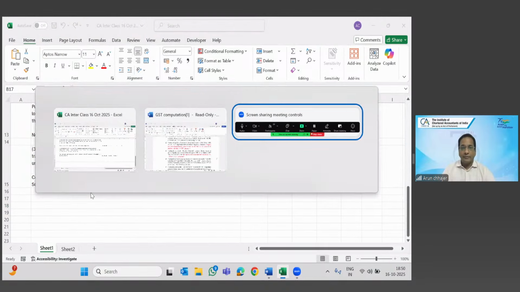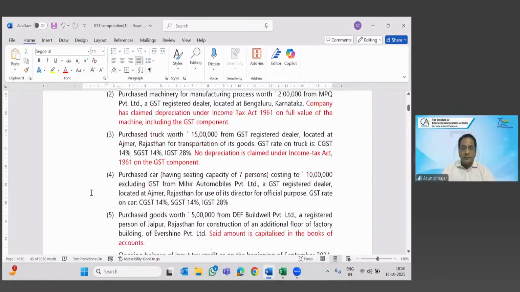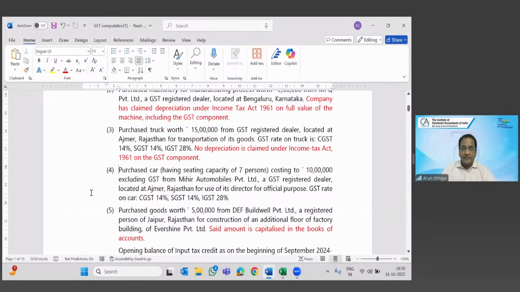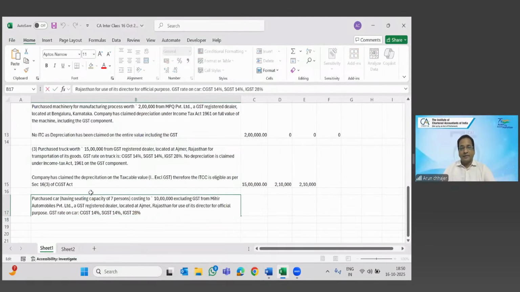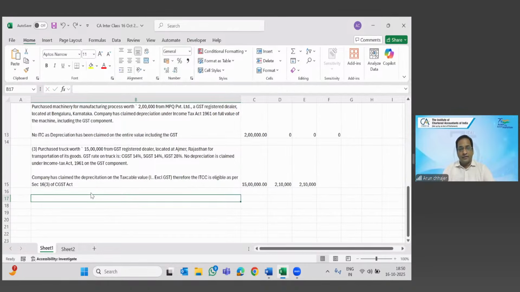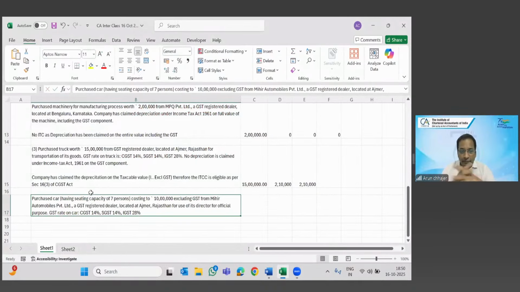Fine. Let me go to the very important thing and I will ask a couple of questions on this. Now, the company has purchased a car of rupees 10 lakh excluding GST from Ajmer for its director only.